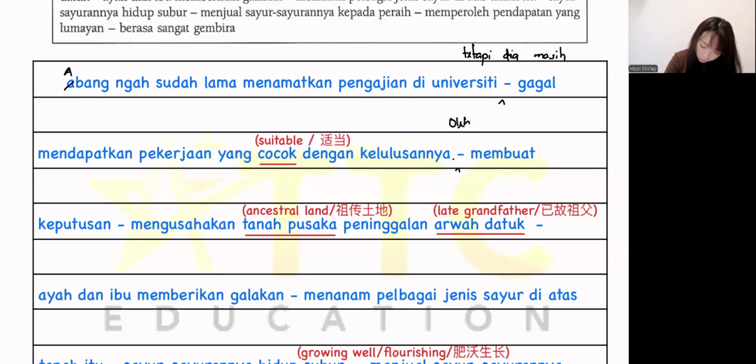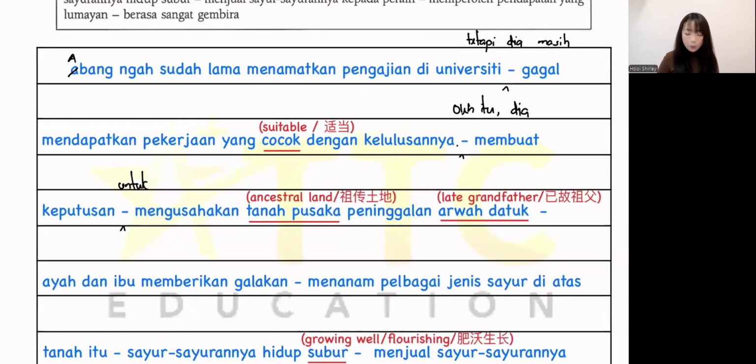Oleh itu, dia membuat keputusan. Membuat keputusan buat apa? Untuk mengusahakan. It means to manage the ancestral land from the late grandfather. Mengusahakan tanah pusaka peninggalan atuk. Okay, full stop.